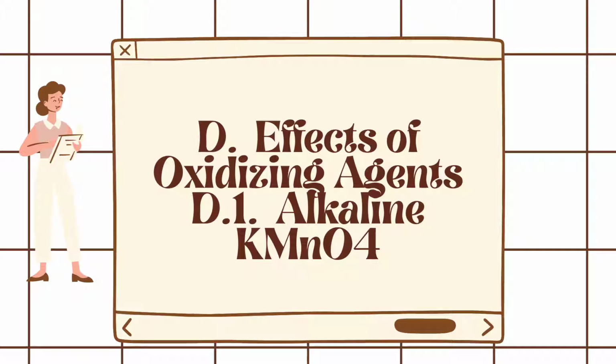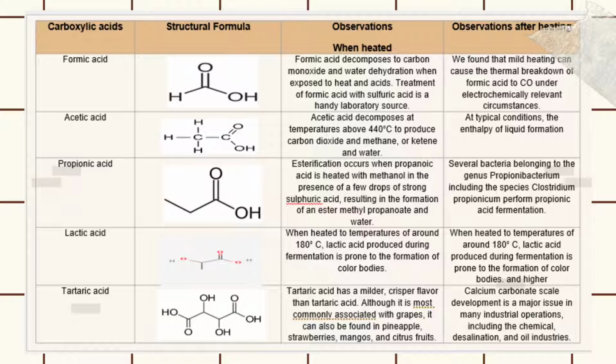I am Hanin Salik. Carboxylic acid: formic acid. This is the structural formula. Observation when heated: formic acid decomposes to carbon monoxide and water, dehydration, when exposed to heat and acids. Treatment of formic acid with sulfuric acid is a handy laboratory source.